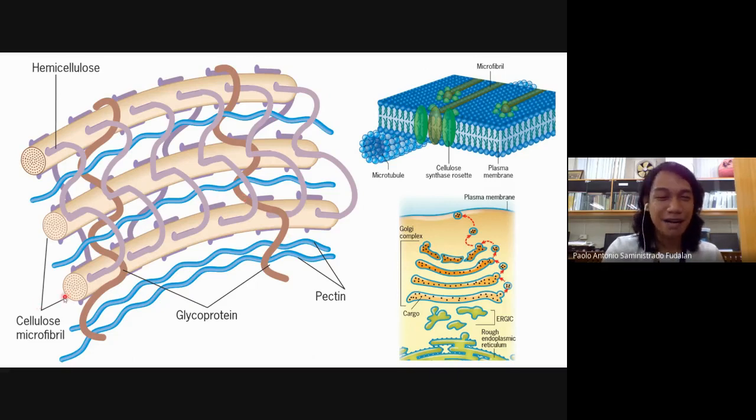First, the kabilya or the cellulose microfibril. And once that is in place, the other parts, the hemicellulose, the glycoprotein, and then the pectin are then added from the inside of the cell. Okay, so that's how the cell wall is made.